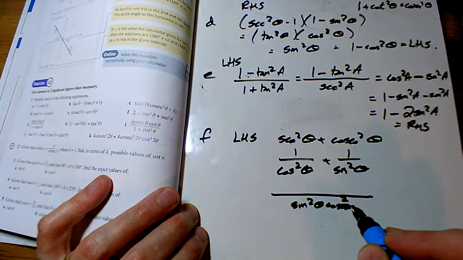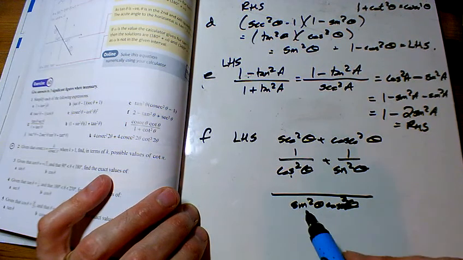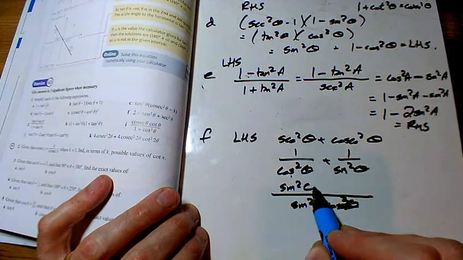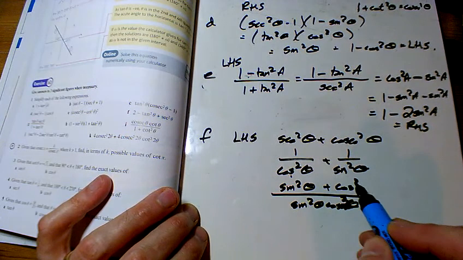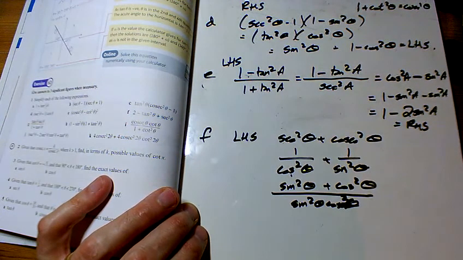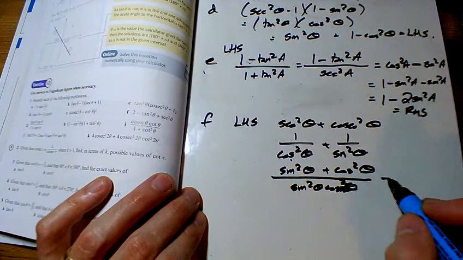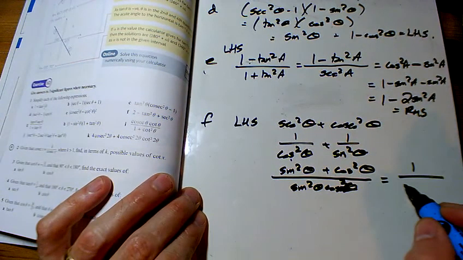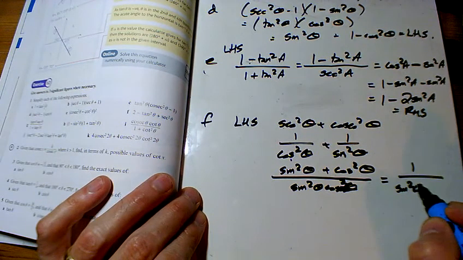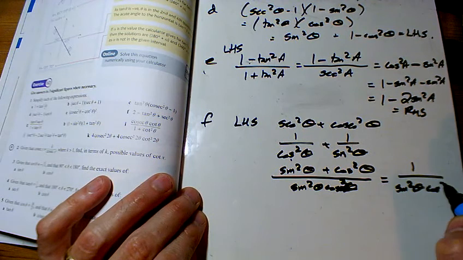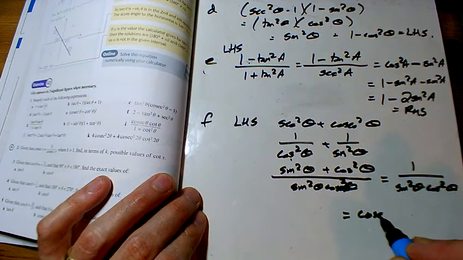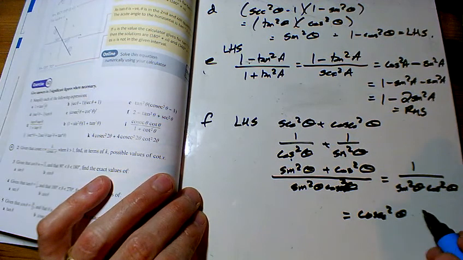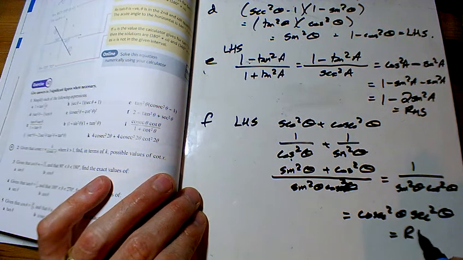That says cos squared theta on the bottom there. That one I've times by sine squared, so I times the top by sine squared. That one I've times by cos squared, so I times the top by cos squared. On the top, I've got sine squared plus cos squared, which of course is equal to 1. So I've got 1 over sine squared theta, cos squared theta. 1 over sine squared is cosec squared, and 1 over cos squared is sec squared, equals right-hand side.